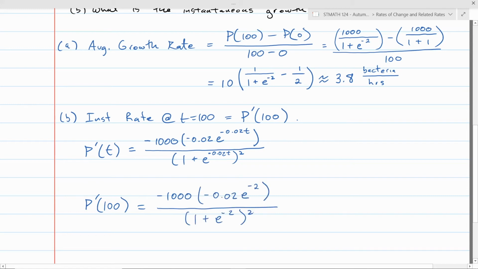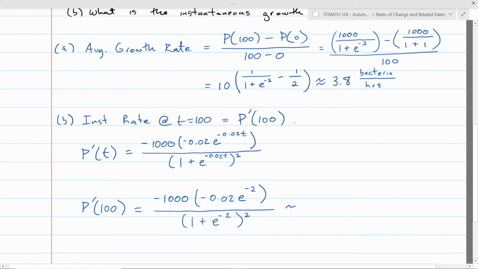So P prime of 100 will work out like this, and I'll punch that into my calculator and I find that this comes out to about 2.1. This would be in bacteria per hour.